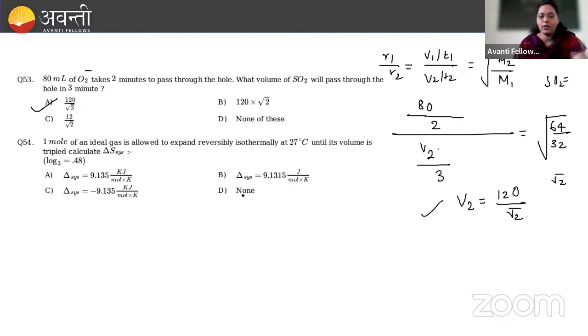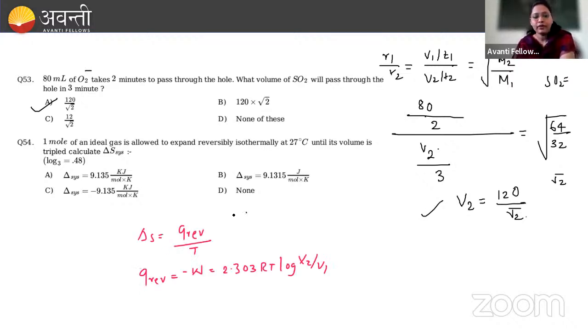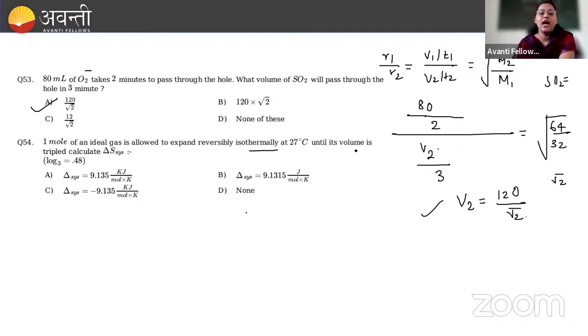Yes? Any doubts? Okay. Next problem. ठीक है, यहाँ पे देखिए, 1 mole of an ideal gas is allowed to expand reversibly isothermally at 27 degrees Celsius until its volume is tripled. Initially it is V1, and it has been tripled, 3 times V1, from its initial condition.